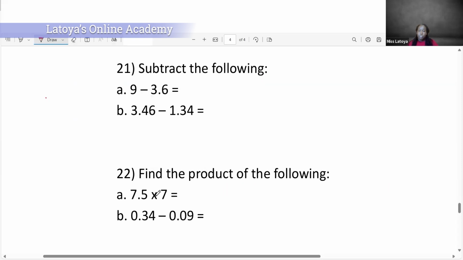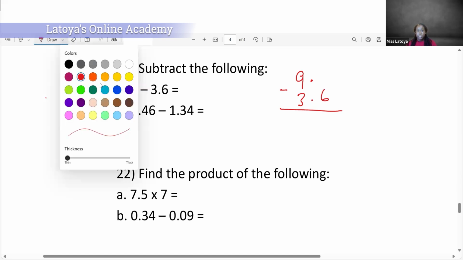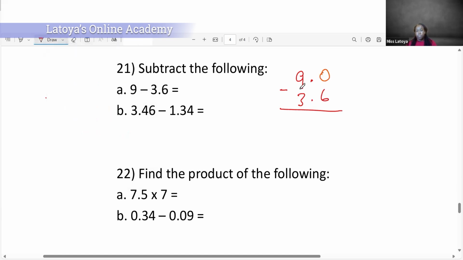Subtracting decimals, we have 9 wholes, take away 3.6. Again, make sure your points are lined up. 9 whole. Remember, your whole number comes before the decimal point. The point will be after. 3.6. And before you subtract, you put a 0 as a placeholder. And now you need to subtract, and we need to regroup.